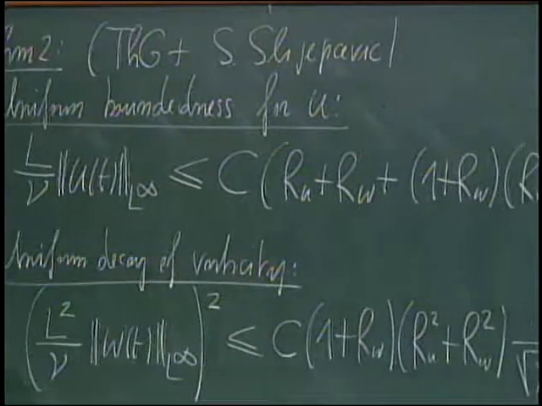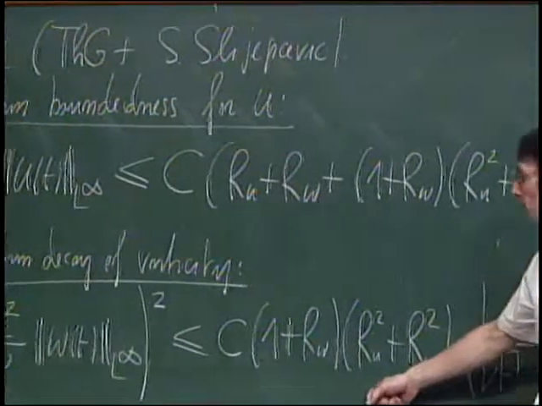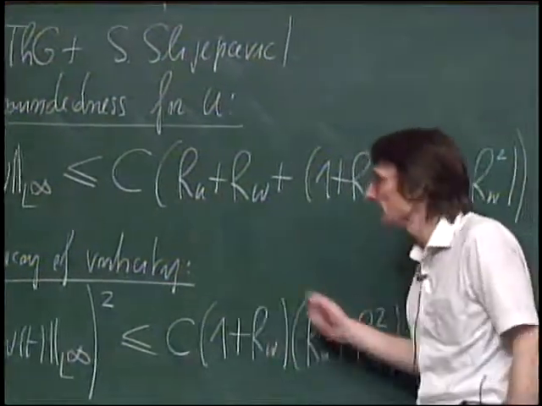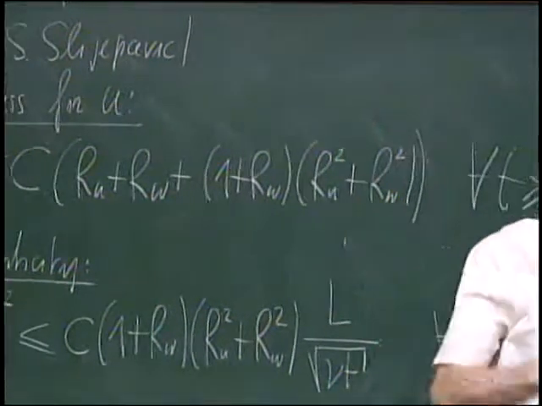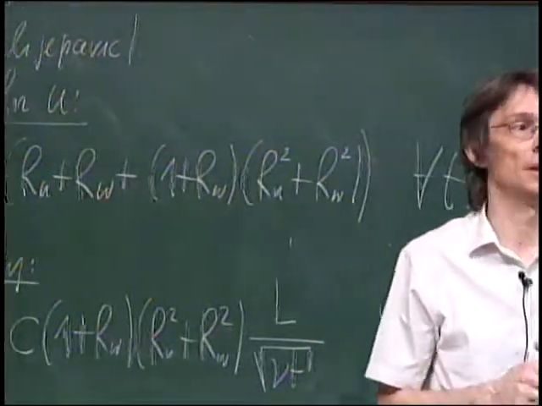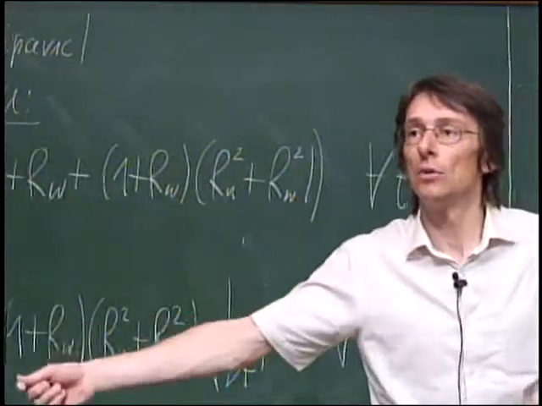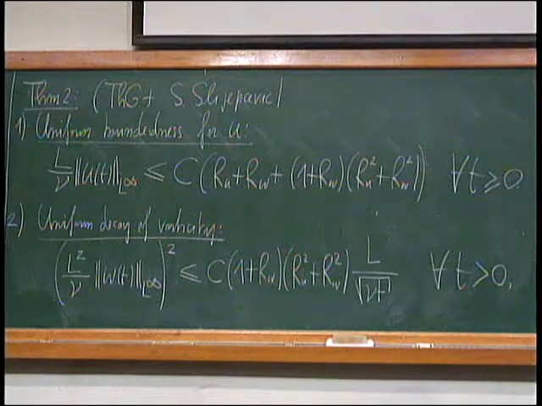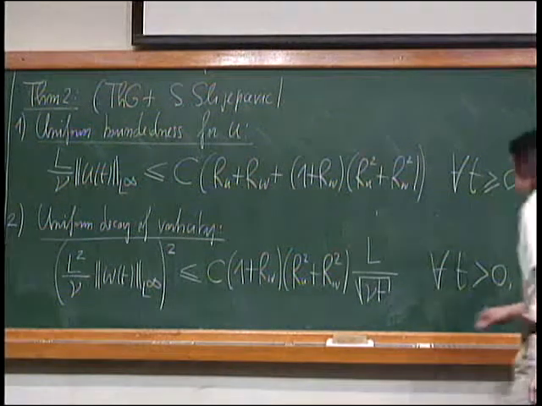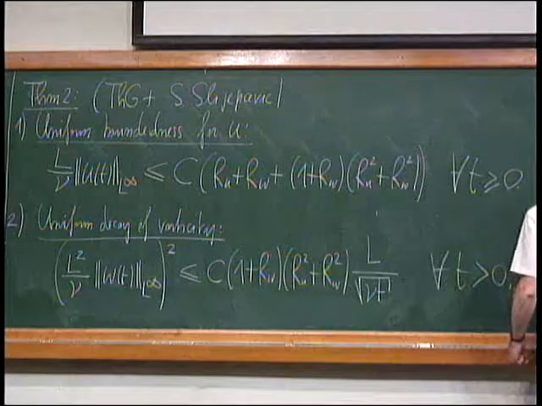Again, I don't know if this is optimal, but everything is explicit, so I can not only show that it converges to 0, but I can estimate the time it needs, all the way from the initial data, to reach some smallness. This is uniform decay of vorticity.